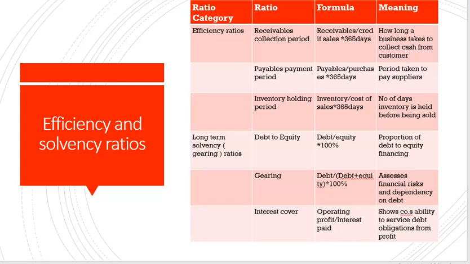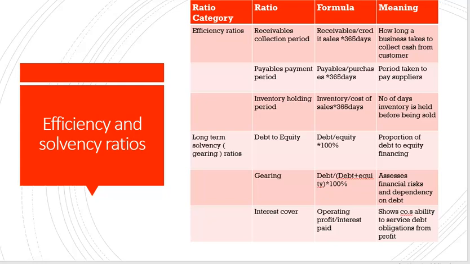Then we have the long-term solvency ratios. They also call them gearing ratios. These ratios aim to expand on liquidity. Liquidity looks at how soon can we pay short-term debts, while the long-term solvency ratio looks at how soon can we pay long-term debts. In simple terms, are we going to manage to pay long-term debts when they fall due?